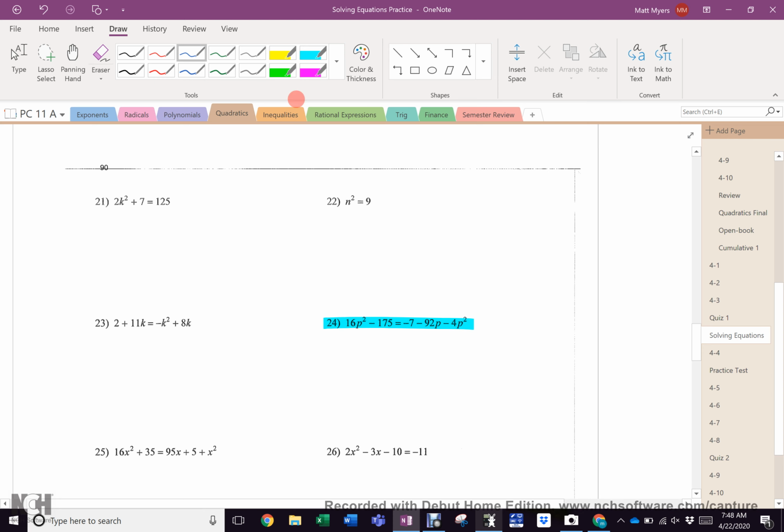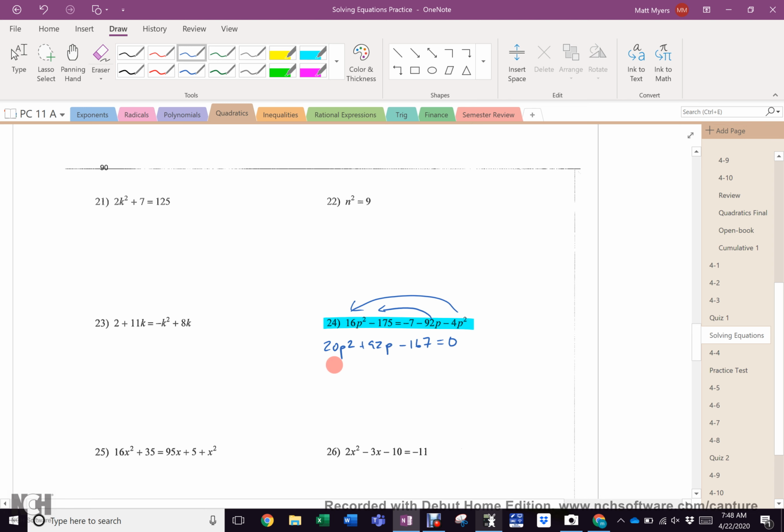So get the p squareds together. So that's going to be 20p squared plus 92p, because that's going to come over, and that negative 7 is going to come over and become positive 7, negative 167. And then it's just a, b, c. You're going to need your calculator for this because the numbers are so big.